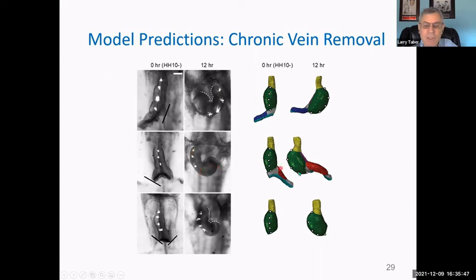Notice the abnormal shape of this vein is captured somewhat by the model, the remaining vein. And if we remove both veins, the model rotated rightward as in the experiment. So we're pretty confident, because of these results, that we have a reasonably good handle on the C looping process, and it took us 15 years to get to this point.